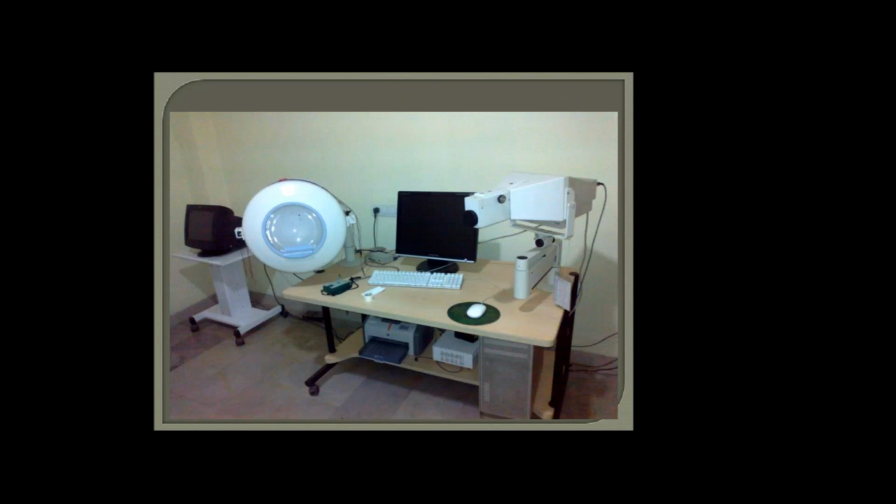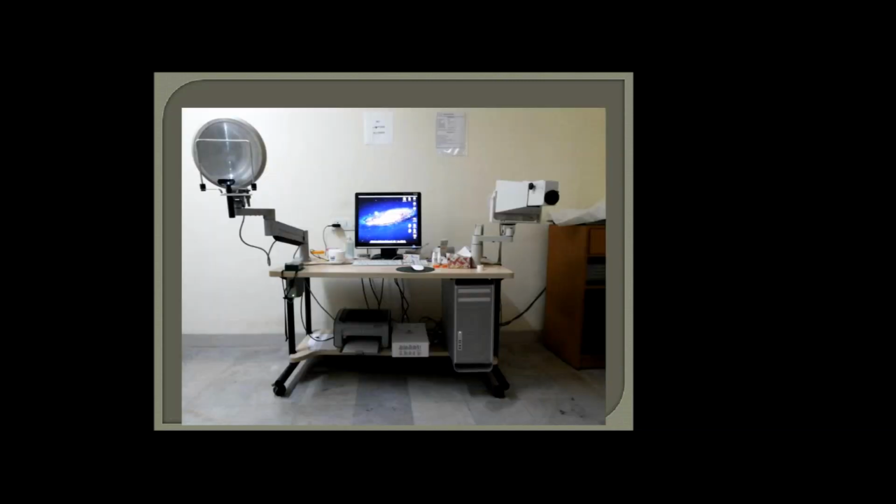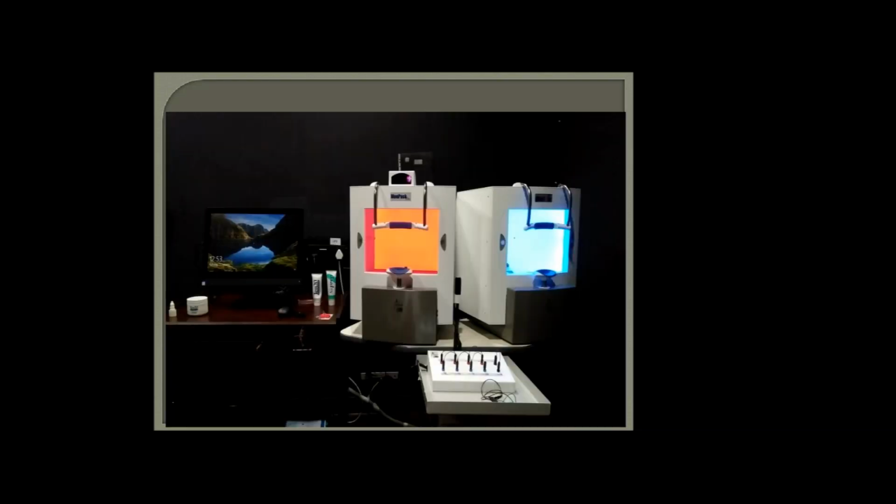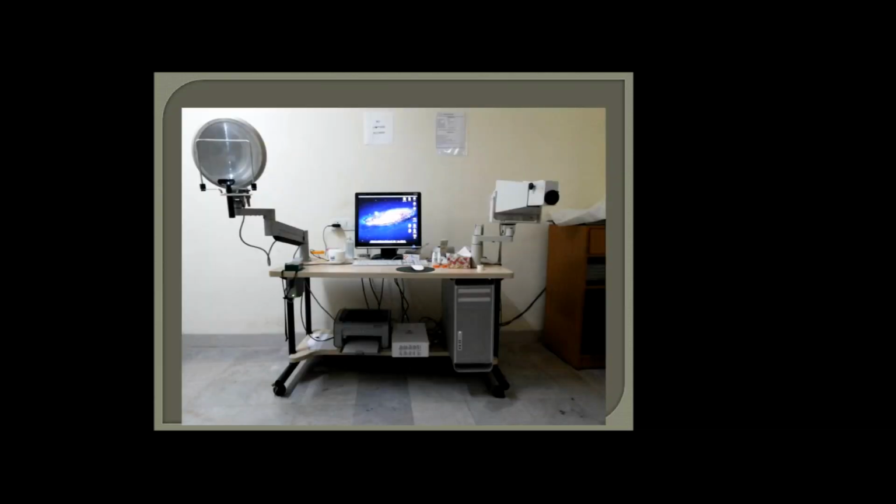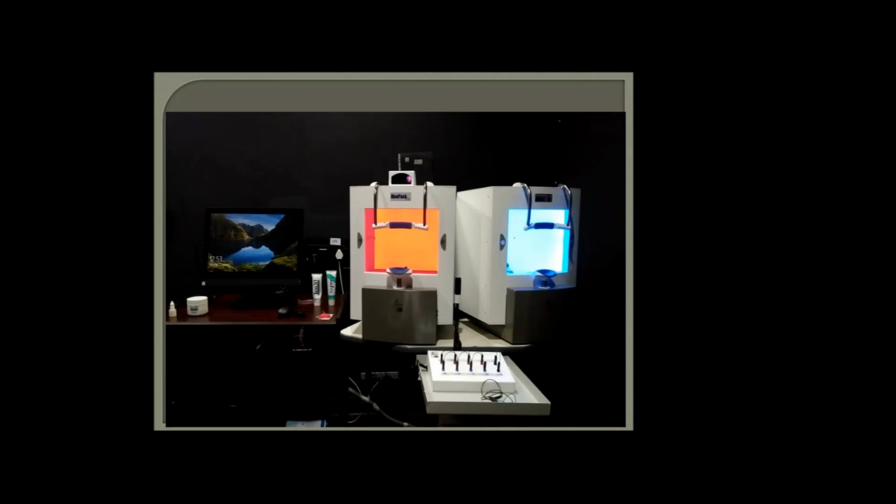So these are the instruments. The overall look of an ERG instrument changes from machine to machine and company to company. In our campus, we have the latest version of MetroVision. This is a VERIS system. VERIS stands for Visually Evoked Response Imaging System. And this is the current model that we have in our campus.